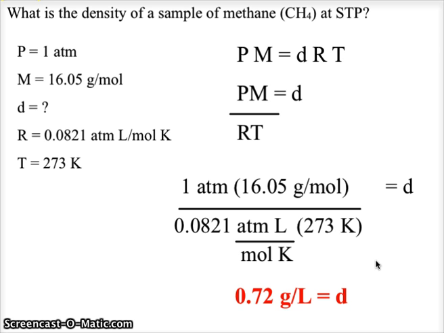So this is the ideal gas law using density and molar mass, as opposed to the ideal gas law that used moles and volume. So these are two versions or basic understandings of the ideal gas law using PM equals dRT or PV equals nRT.